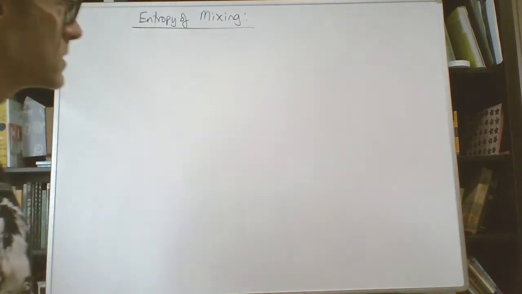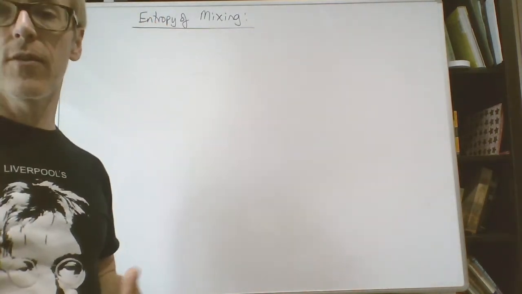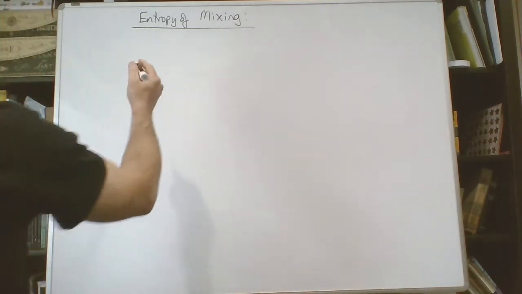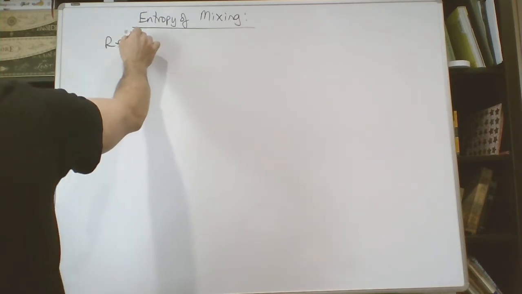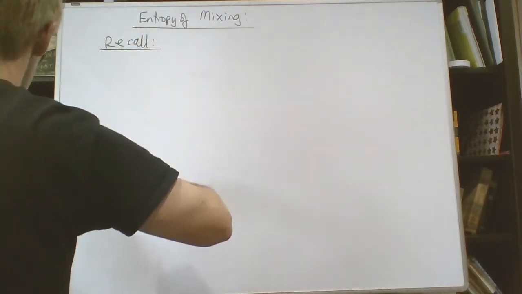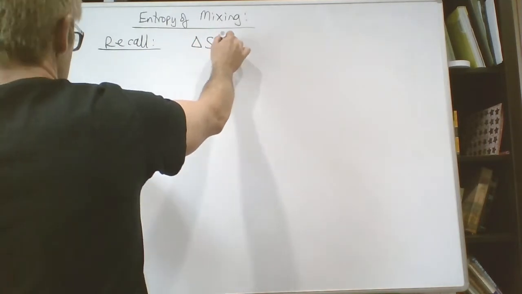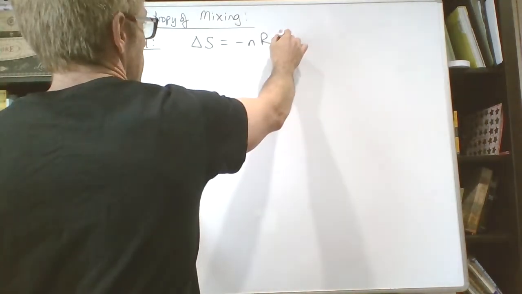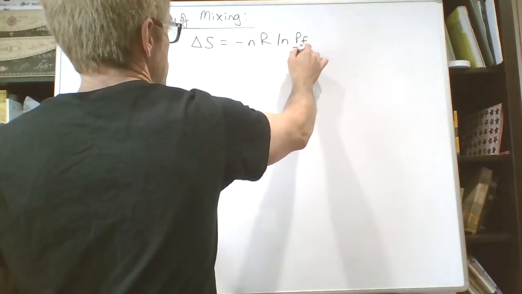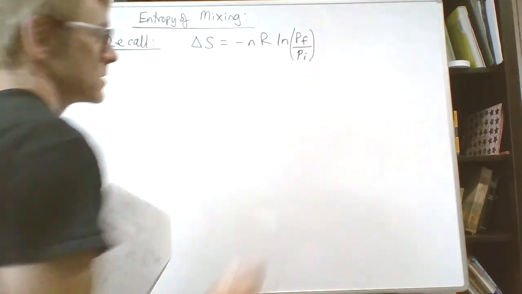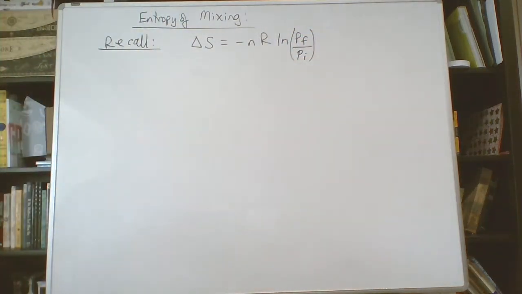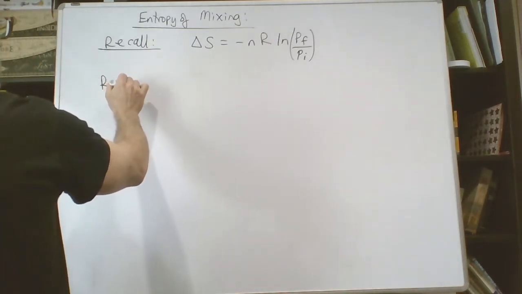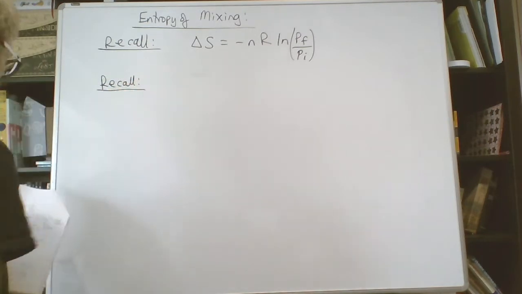Now we're going to shift towards looking at entropy as a driving force behind the phenomenon of mixing. So recall the equation we've just looked at. So the change in entropy is minus moles, the ideal gas constant, and then the logarithm of final pressure over initial pressure. So this is an equation we've just seen a couple of minutes ago. Now let's also recall Dalton's law of partial pressure.